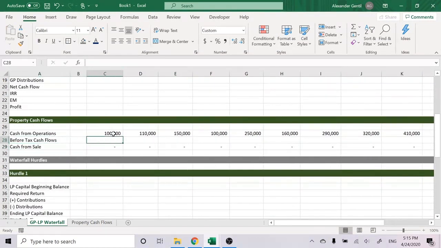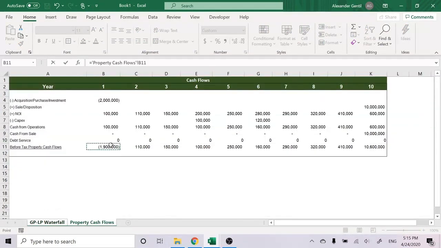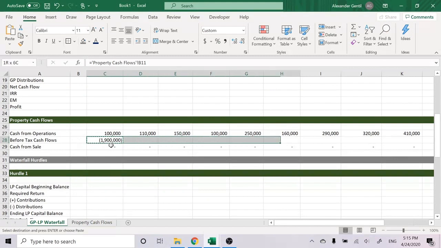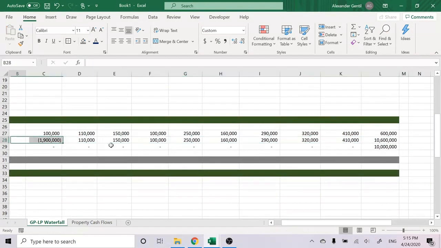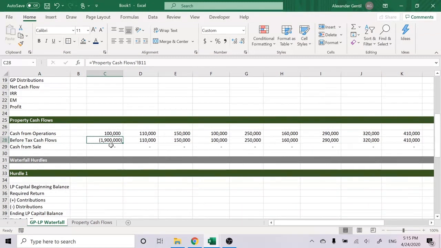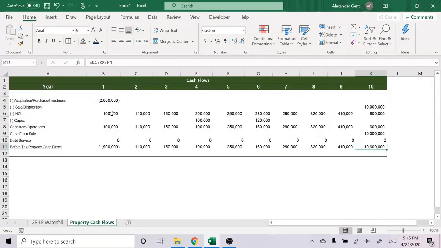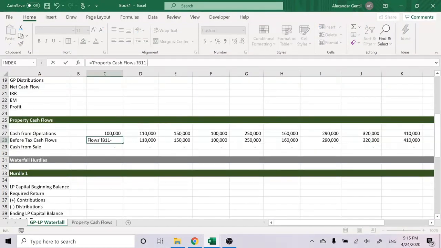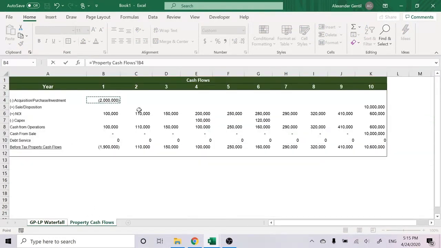And then this line is the before tax cash flow. So this is what we're going to distribute to each of the partners in hurdles. So we're taking the before tax cash flows, which is this line here, and dragging it over. Now, there's just one thing we have to understand: this is actually incorrect, because in that year that we bought it, we had an income of 100,000 from the property, right? So we need to fix that because the acquisition actually cost the partners $2 million.